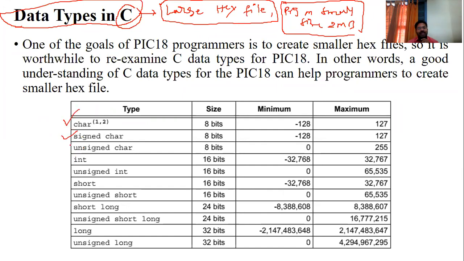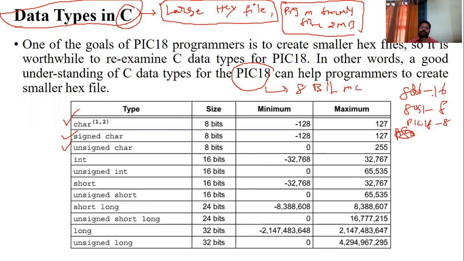Character, signed character, unsigned character. See this. Remember once again, the PIC 18 is an 8-bit microcontroller. The 8086 is 16-bit, the 8051 is 8-bit, and the PIC 18 is again an 8-bit microcontroller. Remember this carefully.